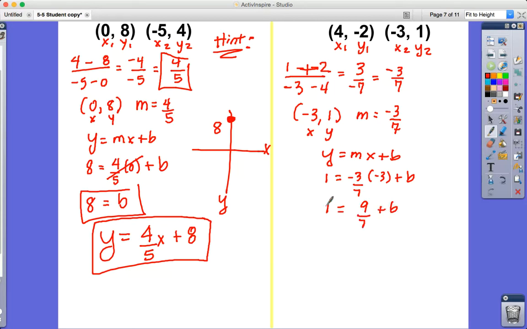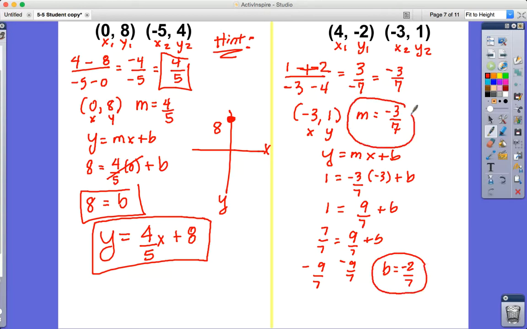If you want to make this look great, 1 is the same thing as 7/7. So you can turn this into 7/7 if you don't have a calculator. 7/7 equals 9/7 plus b. Subtract 9/7 from both sides, and you get b is equal to negative 2/7. I got m and I got b, and that means I have a happy home. Y is equal to negative 3/7 x minus 2/7.